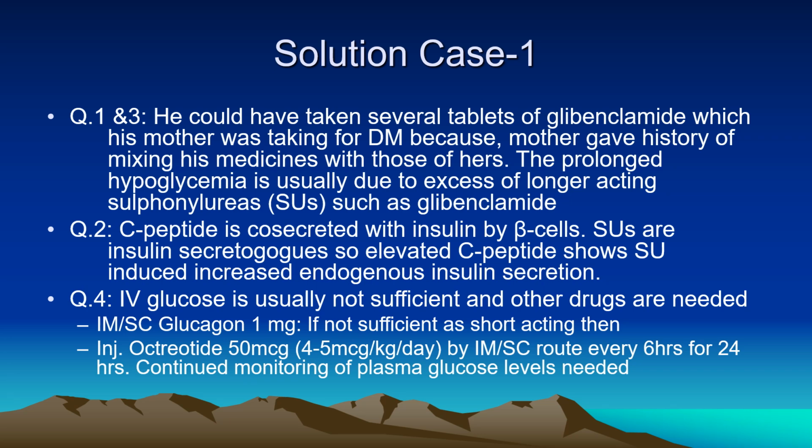Question 4. IV glucose is usually not sufficient because of prolonged hypoglycemia, and other drugs are needed, and one of the drugs is glucagon 1 milligram given intramuscularly, and if it is not sufficient, then the other drug is octreotide 50 microgram to be given intramuscularly every 6 hours for 24 hours with continuous glucose monitoring and IV glucose.